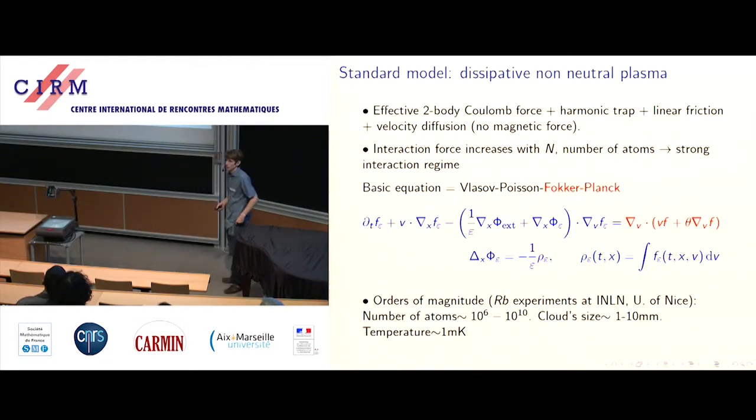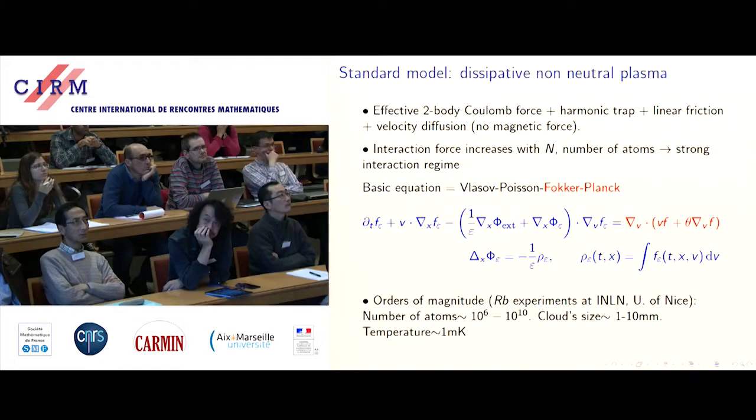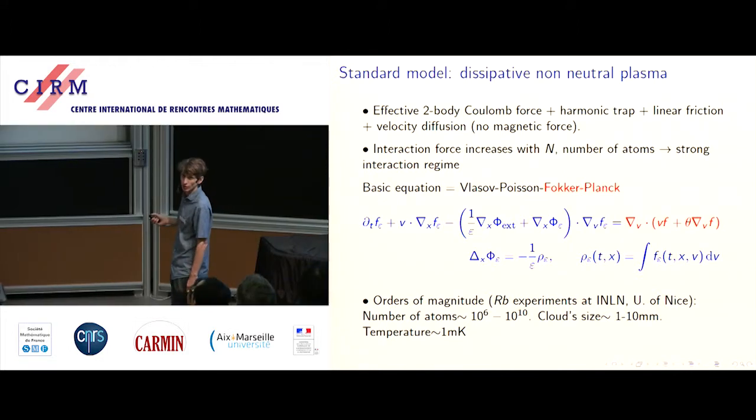So now let's put real equations behind these models. So what do we have? I have this effective two-body Coulomb force. I remind you, it's not a Coulomb force, but an effective force that looks like a Coulomb force. There's the harmonic trap, linear friction, and velocity diffusion. And so it looks like a trapped plasma. I have the features of a plasma in a trap, plus dissipation and diffusion in velocity space.